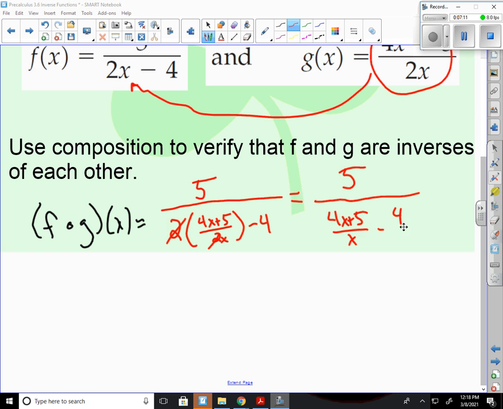Now, if I have just 4 here, then I can't just subtract the 4 from this because I need an x in my denominator. So let's get a common denominator of x, which means I multiplied the bottom, which was 1, times x. So I have to multiply the top by x. That's going to give me 5 over 4x plus 5 minus 4x all over x.